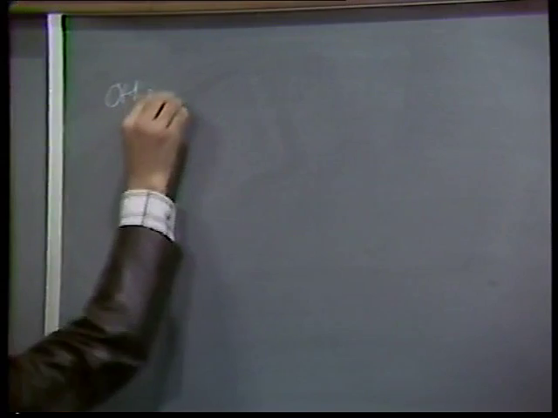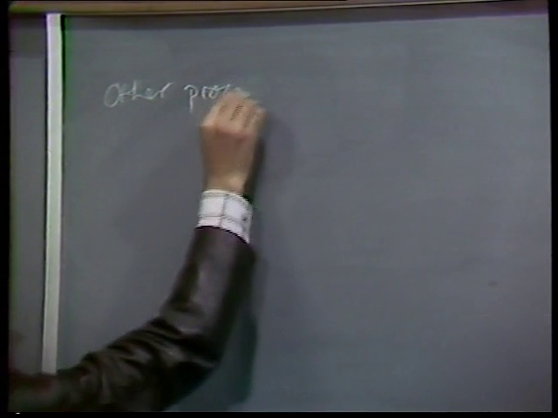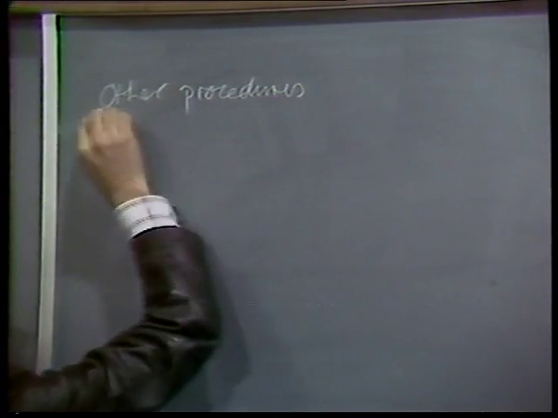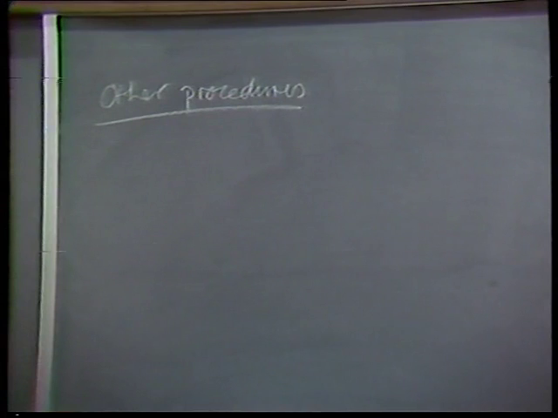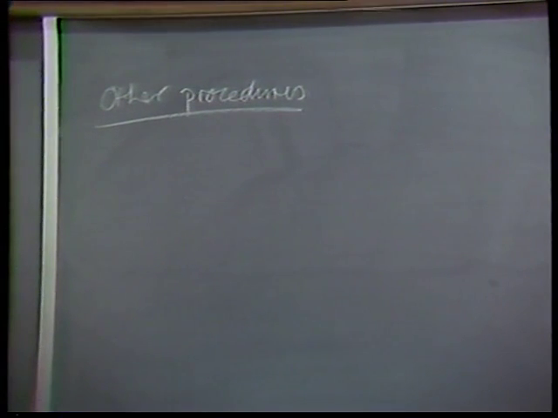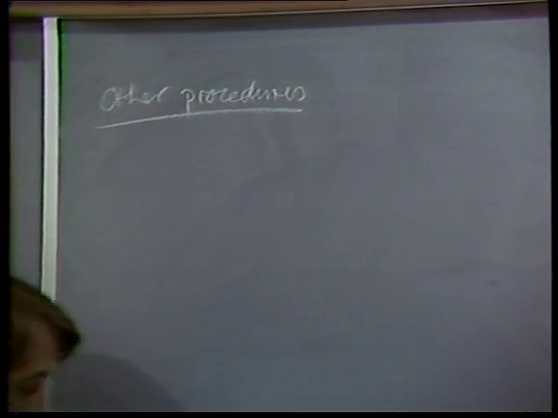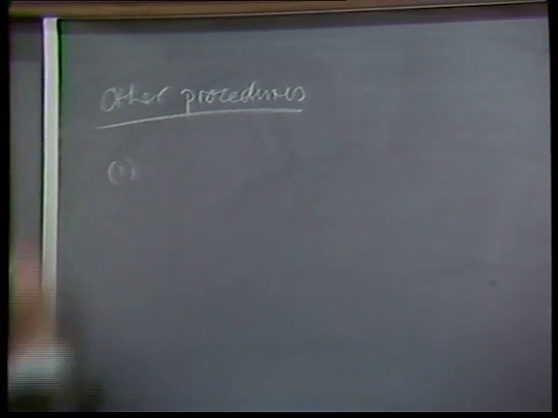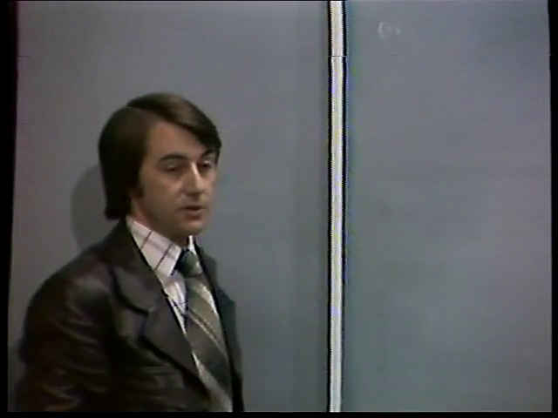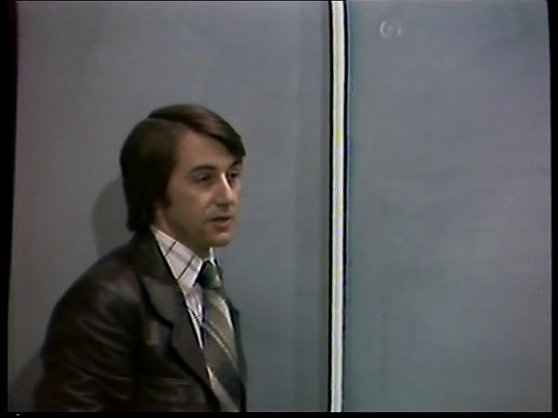A few comments on other procedures when we have a uniquely ordered nest of hypotheses. And the first alternative procedure to consider is the obvious one of reversing the order of the testing. What we've done in the Anderson procedure is to start from the most general model and work progressively towards the most restricted.